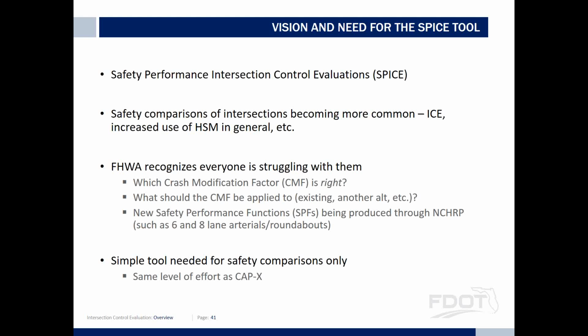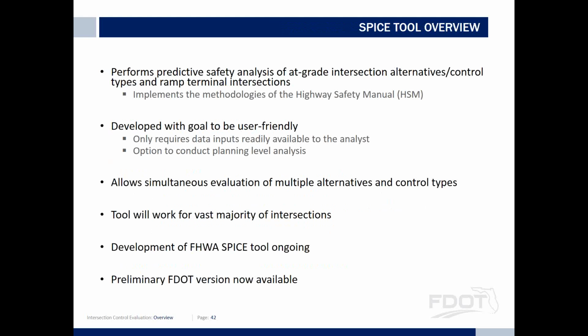The tool is a safety comparison, and it's really the same level of effort as the Capex tool, with the exception that now you're doing HSM analysis. It performs predictive safety analysis of at-grade intersection alternative control types and ramp terminal intersections. When we say ramp terminal intersections, it's the intersections at the ramp terminal locations. As I mentioned, the Highway Safety Manual is all about this, and we'll use the safety performance functions where we can, and if we didn't have them, we use the crash modification factors.